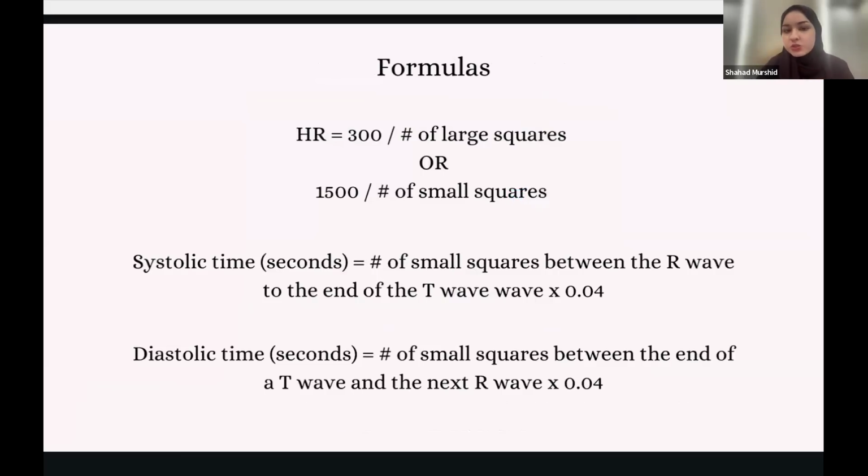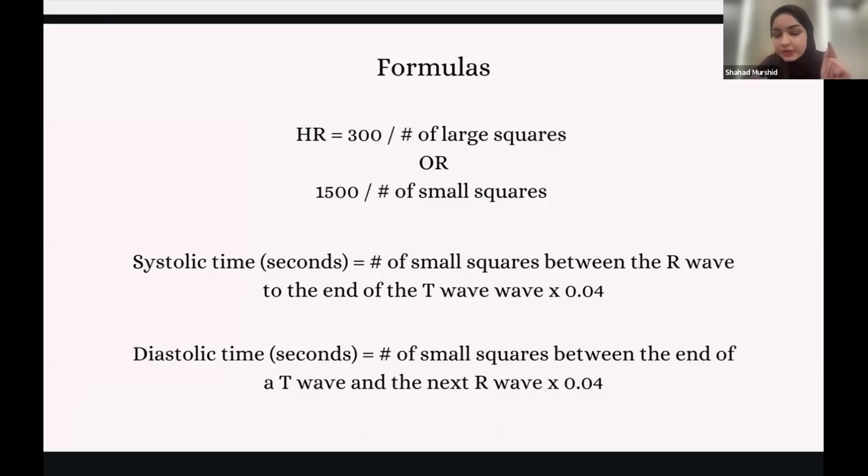And then these are the formulas. You really need to know how to calculate the heart rate. You can either calculate it by counting the large squares or the small squares. Counting the small squares will be more accurate. But if you calculate the big squares, you'll do 300 divided by the number of large squares between the R to R interval, so the peak of the QRS. This is what you're going to count.